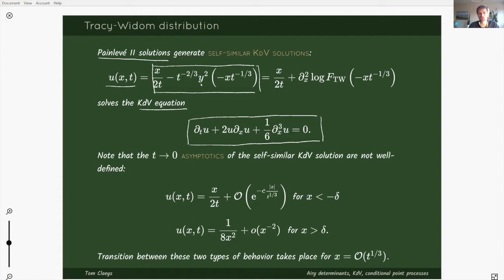However, for the special case of the Hastings-McLeod solution, thanks to this Painlevé II representation that I showed you, we can also write this function u in terms of a second logarithmic derivative of the distribution.